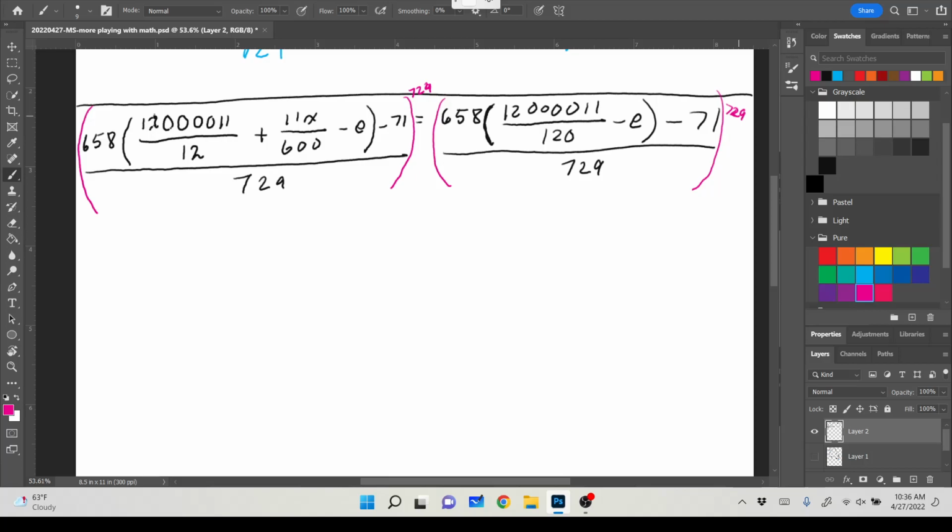Okay. So what's going to happen to the 729s? No. What's 729 divided by 729? One. So they cancel, right? So look, we just got rid of a thing. So proud. So now we have 658 times all this mess, plus 11x over 600, minus e, minus 71, equals this other mess.